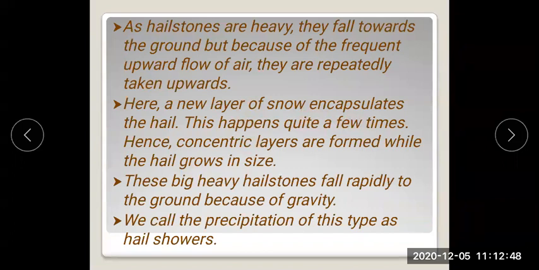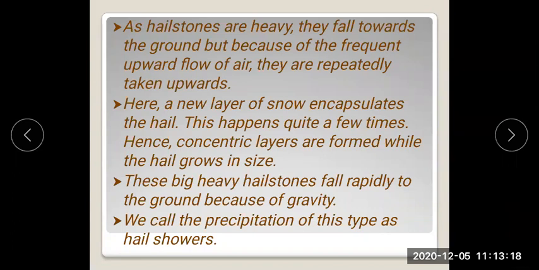When you hold it in your hand, you can see there are layers, concentric layers in the hailstones. Yes, like when we prepare a sandwich. Let's take the example of a sandwich. When we prepare a sandwich, we put layers on it, like cucumber, tomato, potato, then cheese. So the layers are formed, then the sandwich is formed over it. It's the same like that.